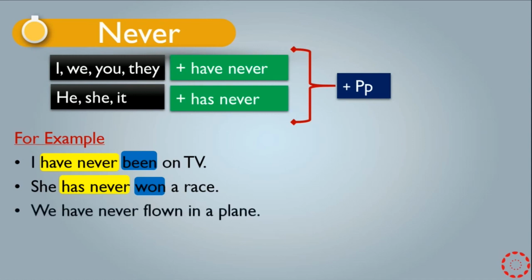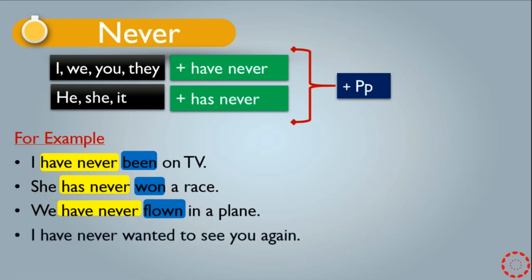After that, we have another example. We have never flown in a plane. Again, we have never here. And also flown, the past participle of fly. Okay, flown is the past participle of fly. We have never flown in a plane.